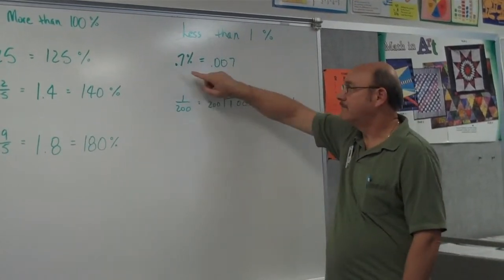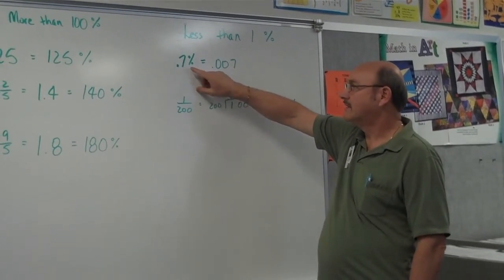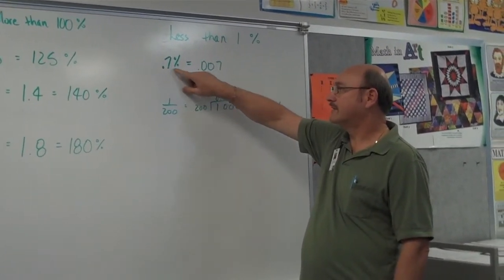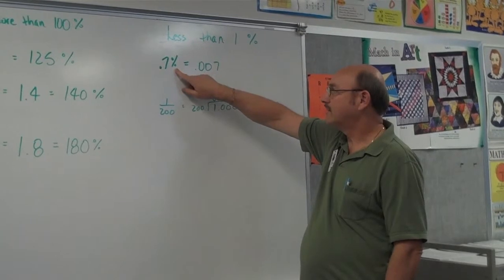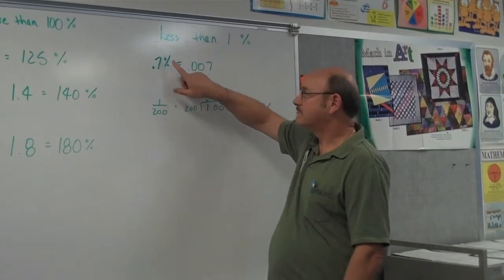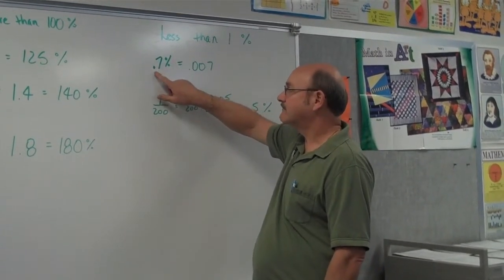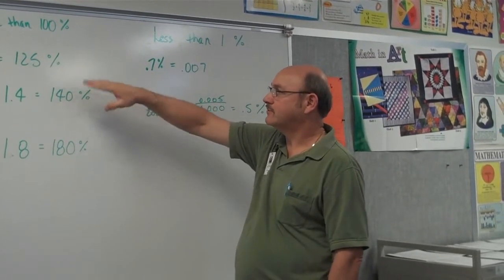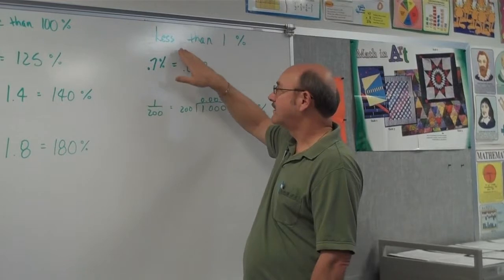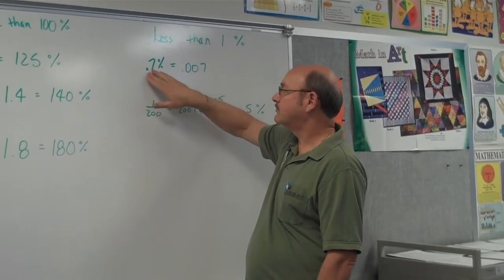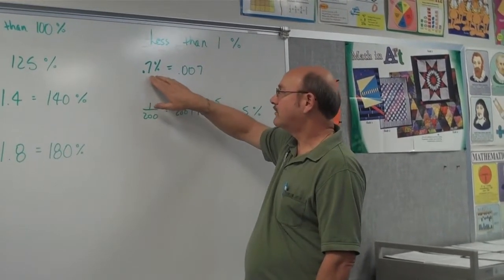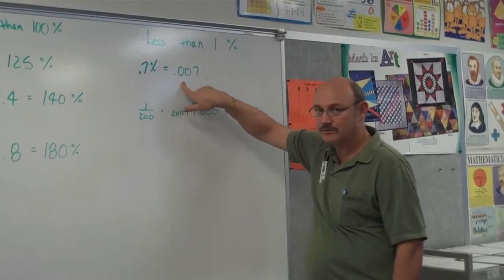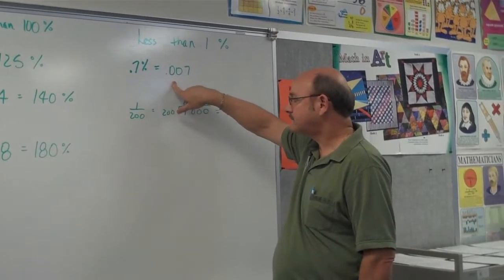Let's say we have 0.7%. Now this is a percent. It's 0.7 as a number, but it's 0.7%. So we have to make it a decimal. To go from a percent to a decimal, we take our decimal 2 places left. Like over here, we went from a decimal to a percent, 2 places right. Here we're going from a percent to a decimal, 2 places left. So 0.7% becomes 0.007 as a decimal, less than 1.